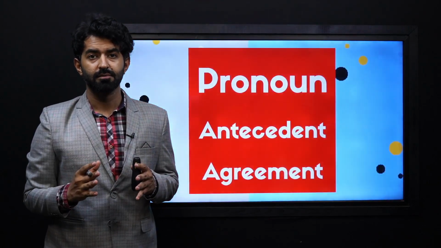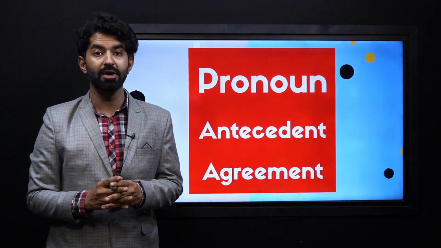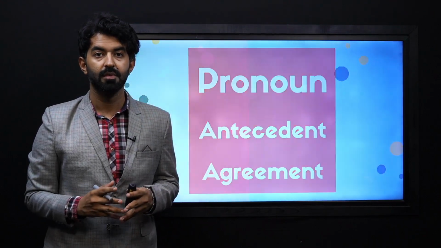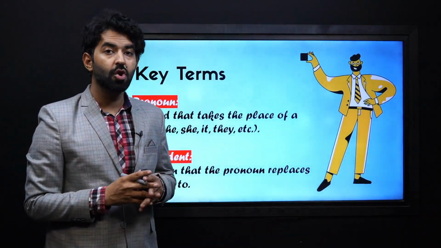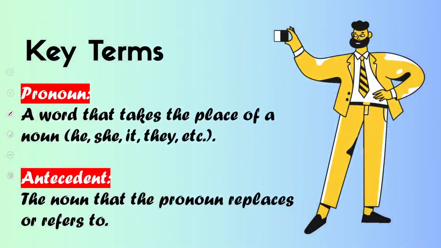So now let's talk about pronoun antecedent agreement. Let's talk about the key terms that we have to understand. First, you are already familiar with the term pronoun. Let's recall it. A pronoun is a word that takes the place of a noun, and they are he, she, it, they, etc. Now these are our pronouns.